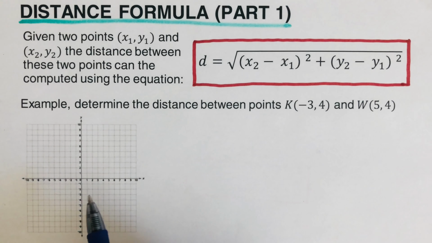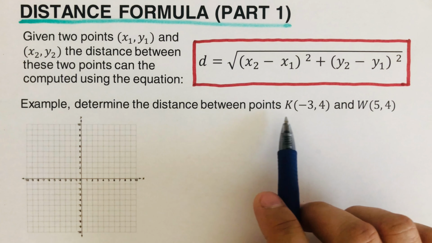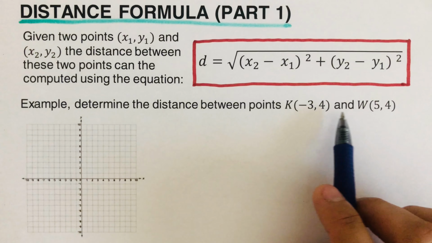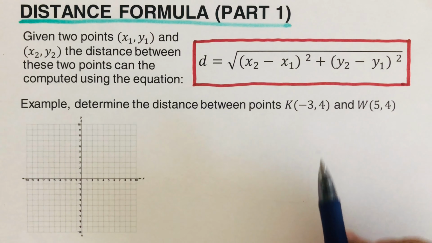So let's take this first example right here. Determine the distance between points K and W. So point K is negative 3, 4 and W is at 5, 4. So we're supposed to determine the distance between them.